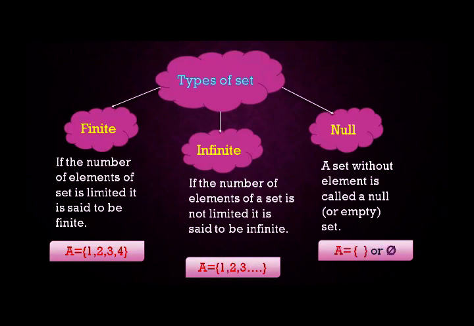For example, you can see these braces, there is no element inside the braces. So this is a null set. Not even one element within the braces is known as a null set. And we can also represent the null set by this symbol that is known as phi. You can represent the null set by these empty braces and this symbol phi. So these are the three types of sets.